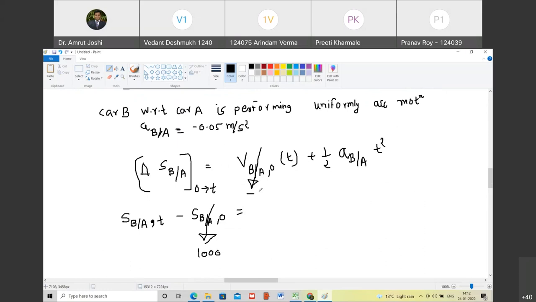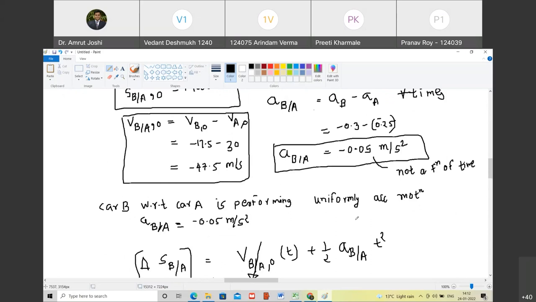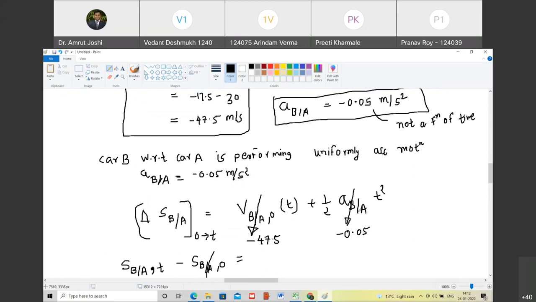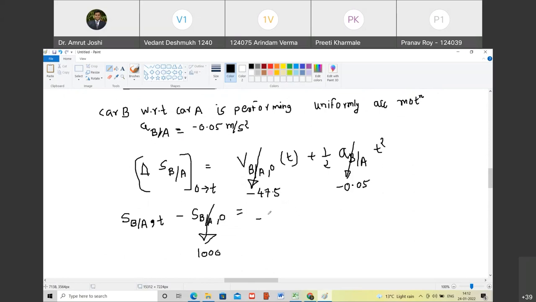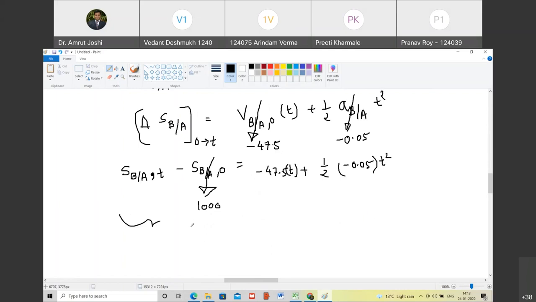And what is acceleration of B with reference to A? It is minus 0.05. Happy? Yes, sir. So what is the equation that we get? Minus 47.5 t plus half into minus 0.05 t square. And by the way, this left hand side should be zero. Do you agree with me? Yes. If the cars have to pass at time t, then S_B with reference to A at time t must be equal to zero.